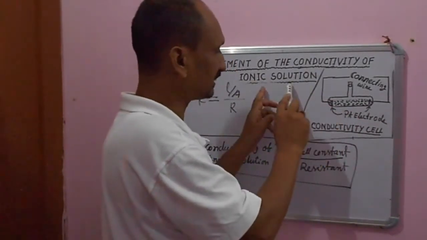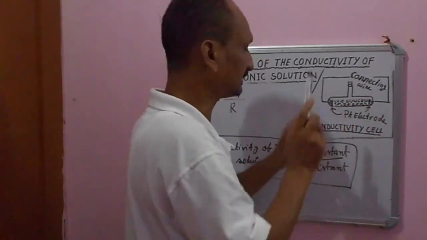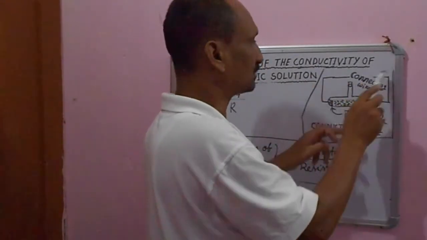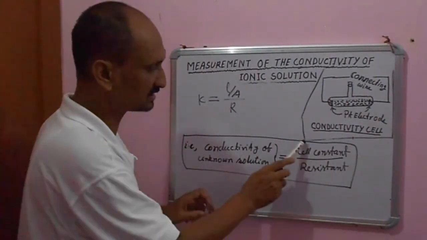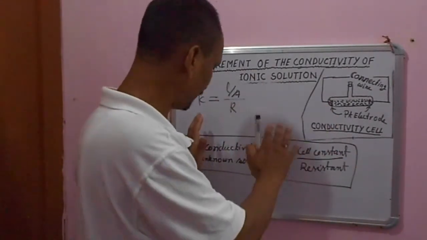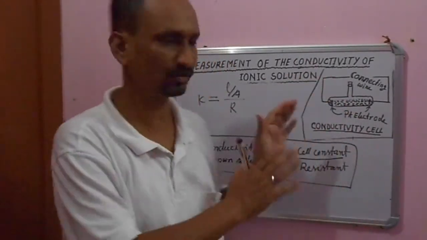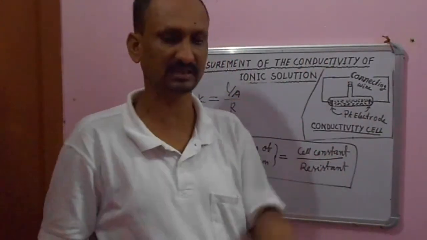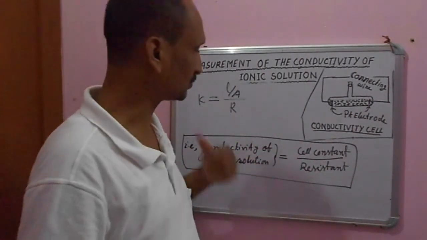Unknown solution means whose conductivity is to be measured. Now here the cell constant is already measured, and after measuring the resistance of this unknown solution through the Wheatstone bridge, we can measure the conductivity of the solution. That conductivity is the cell constant divided by the resistance of that solution. So this way we can measure the conductivity of an unknown solution, and it will be very clear if you do one numerical. So definitely we will do one numerical in the next class. So this is how to measure the conductivity of an unknown solution.